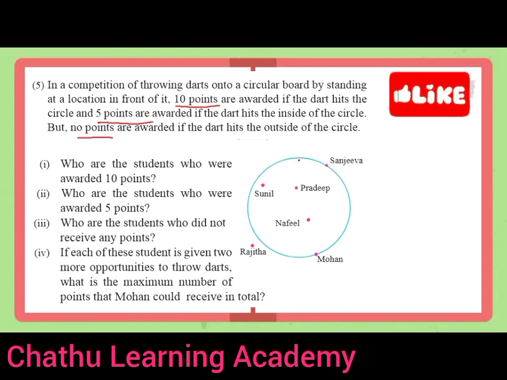Then who are the persons marked on the circle? Here Sanjeeva and Mohan. Only two students. Then the answer is Sanjeeva and Mohan. Second part, who are the students who were awarded 5 points? According to the given instruction, 5 points are awarded if the dart hits inside the circle. Sunil, Pradeep and Nafeel. Here 3 students: Sunil, Pradeep and Nafeel.